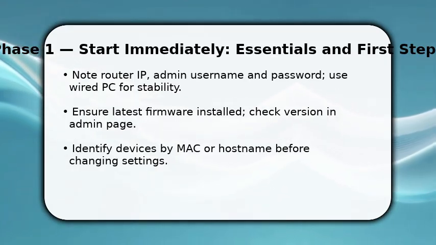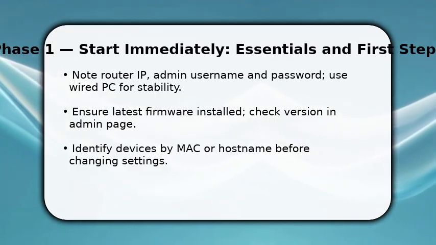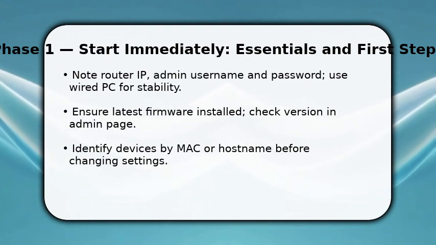From here, open the Traffic Control or COS section. That's where you'll set priorities and caps. And why you begin here is to avoid accidental lockouts later.